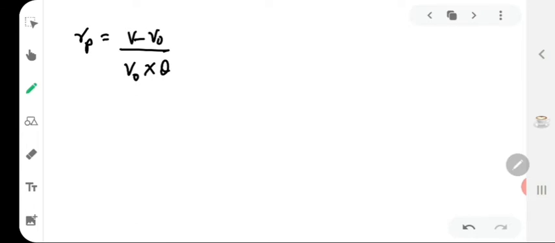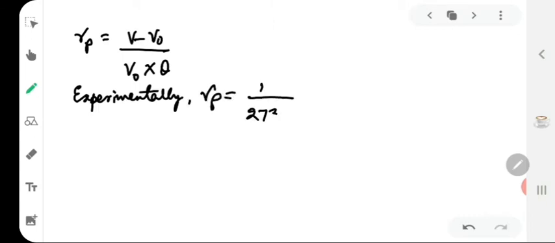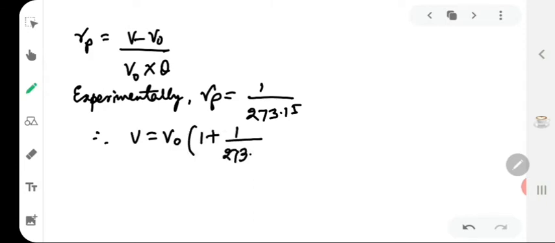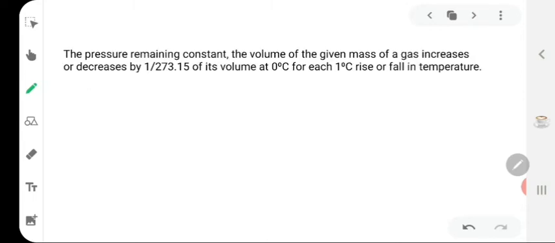Now, by noting the volume of a gas at 0 degree Celsius and theta degree Celsius, the value of gamma P can be determined experimentally. Now, experimentally, it has been found that gamma P is equal to 1 by 273.15. So, therefore, we can now write down V to be equal to V0 times 1 plus 1 by 273.15 times theta.